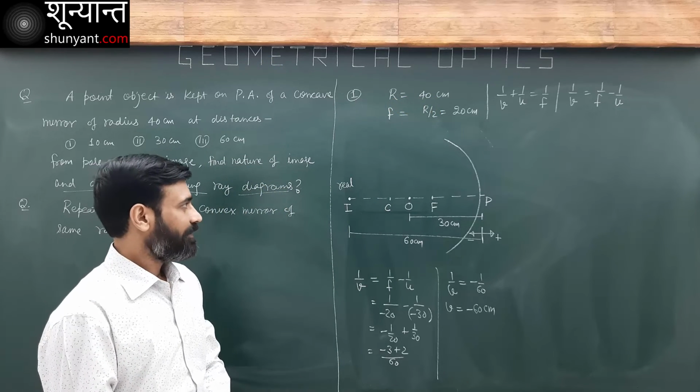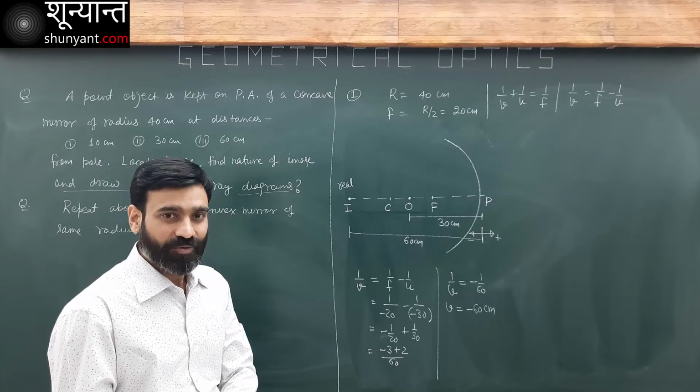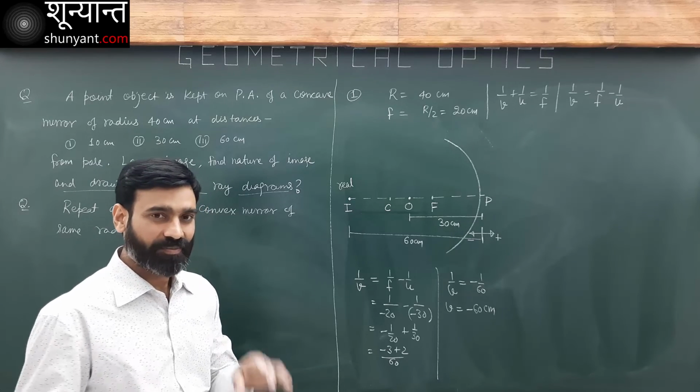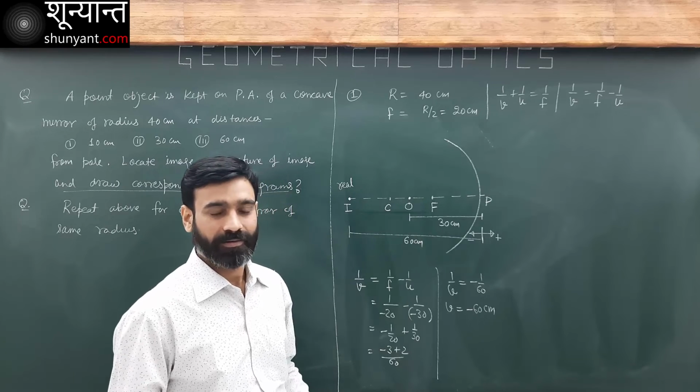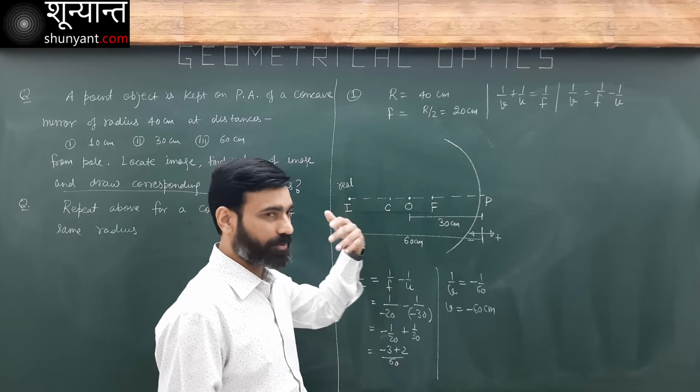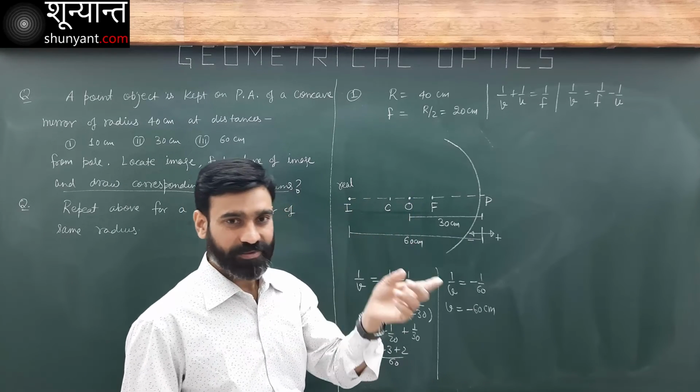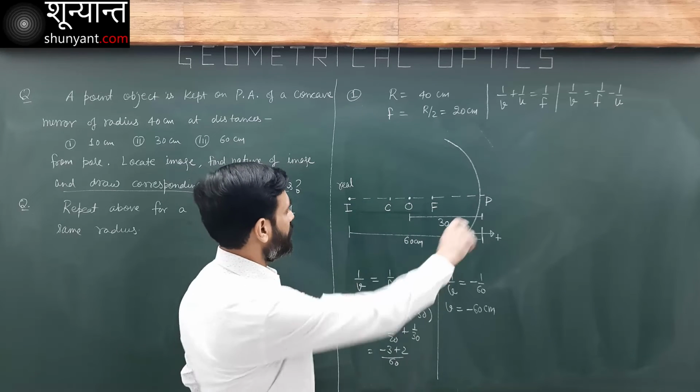Now, what about the size of object? So this thing you have to remember. For a point object, its height is 0. Height of image will also be 0. Point object, point image. Ray diagram.